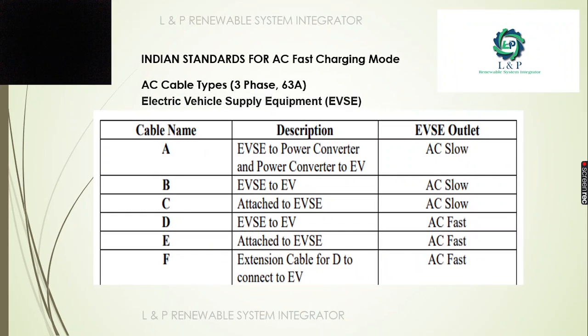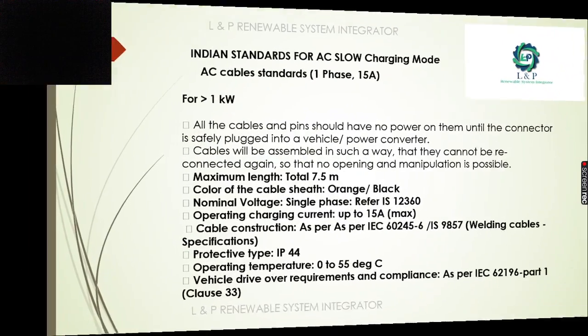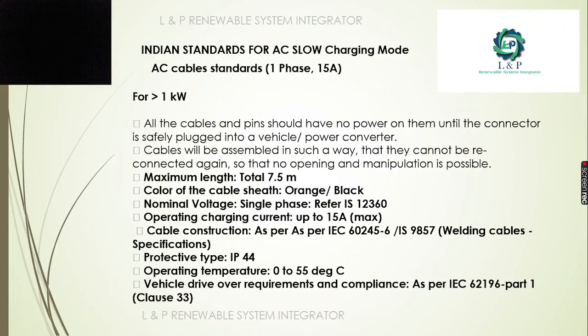And if you're going for 3-phase 63 amps also, type A, B and C we can use for AC slow charging, and type D, E and F we can use for fast charging. Okay. So if it is less than 1 kilowatt, we can go for single phase 15 amp supply. If it is greater than 1 kilowatt, the maximum length will differ. It will be 7.5 meters, the color of the cable can be orange, and the protection type should be IP44.